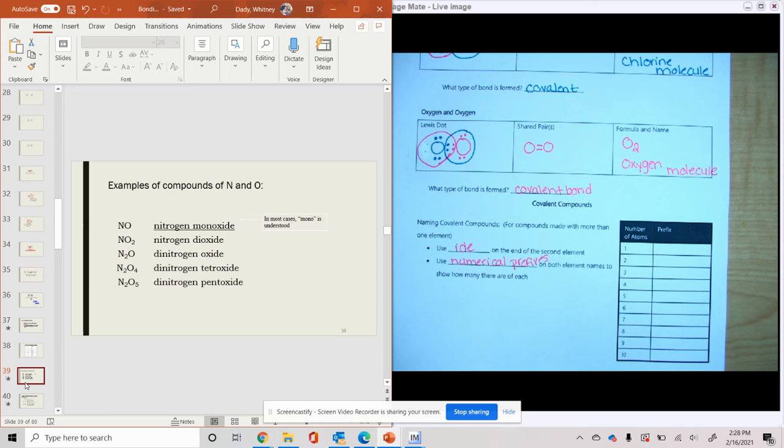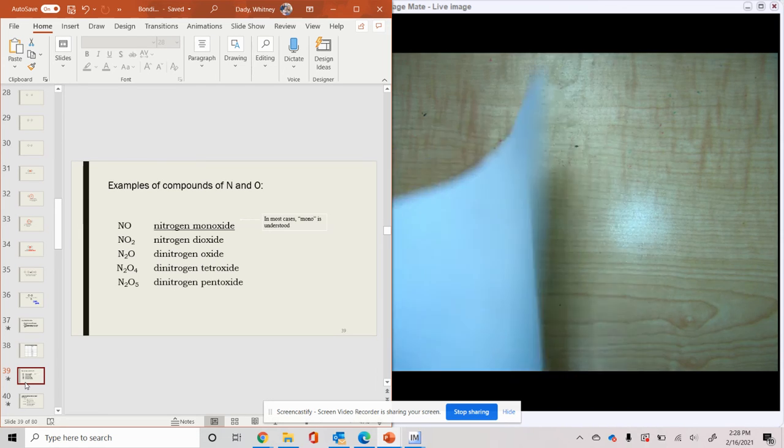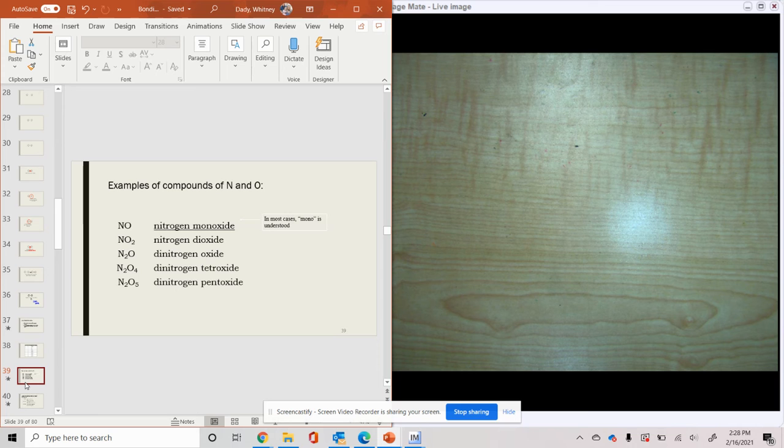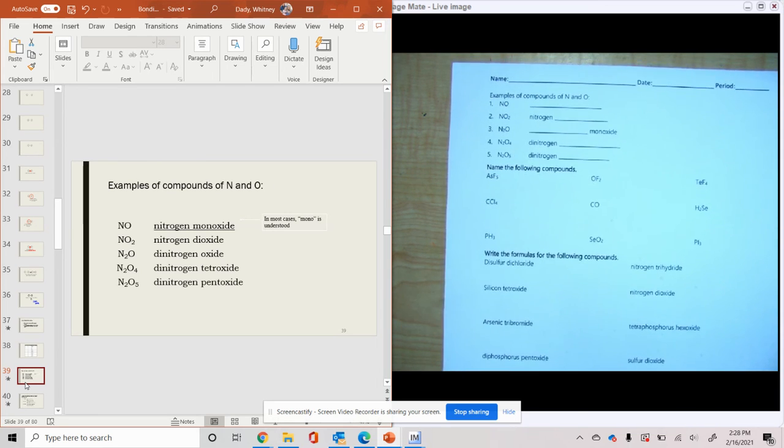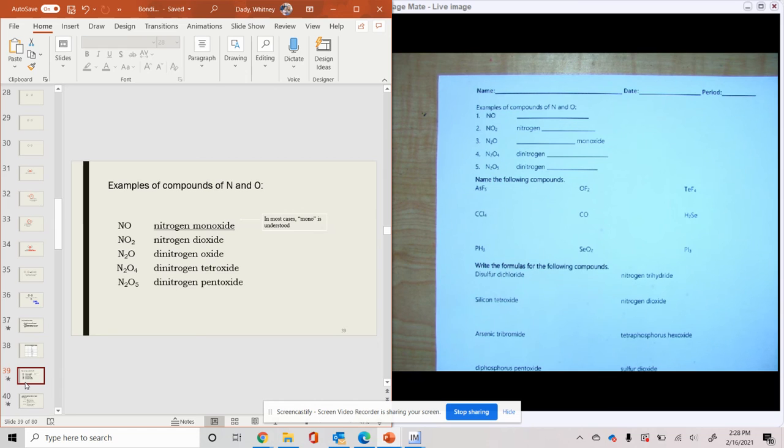All right, so if we look at these examples of N and O, and this is on the back of your note sheet. So I have nitrogen monoxide. Again, I write the name of the first one, and then I list the second one. Nitrogen monoxide, I have 1 oxygen. It says in most cases, mono is understood on the first element or sometimes even on the second element, all right? But if I have just an N and an O, I'm gonna put mono on the second element.